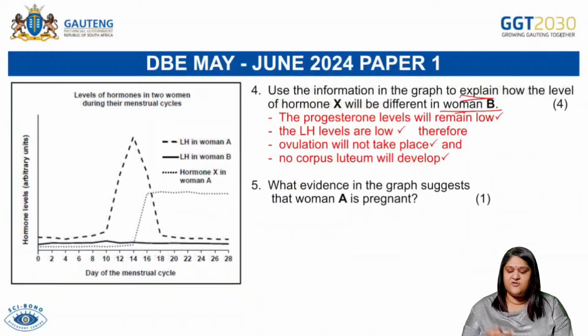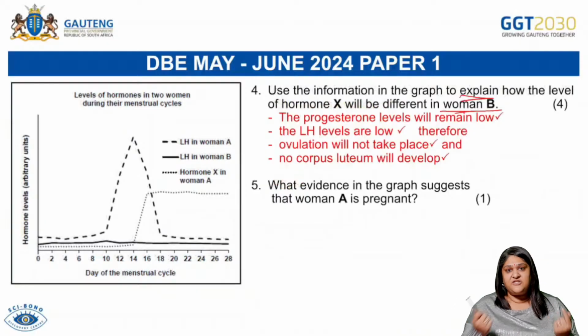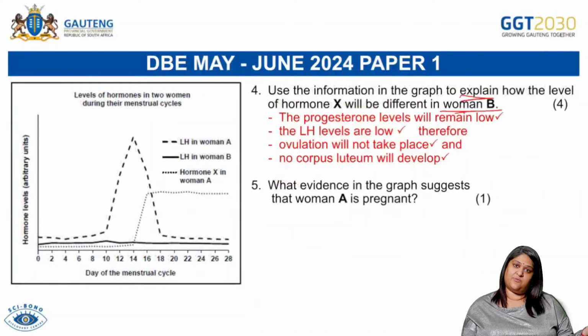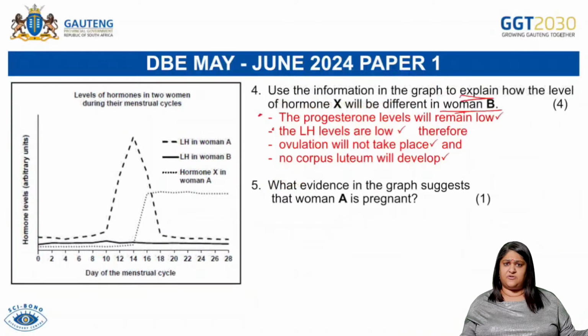The progesterone levels are low. Why? Because the LH levels are low. Ovulation cannot take place and no corpus luteum will develop. You see, simple. You can even start here. You can even start at this point and end with this point. You're still going to get your marks.